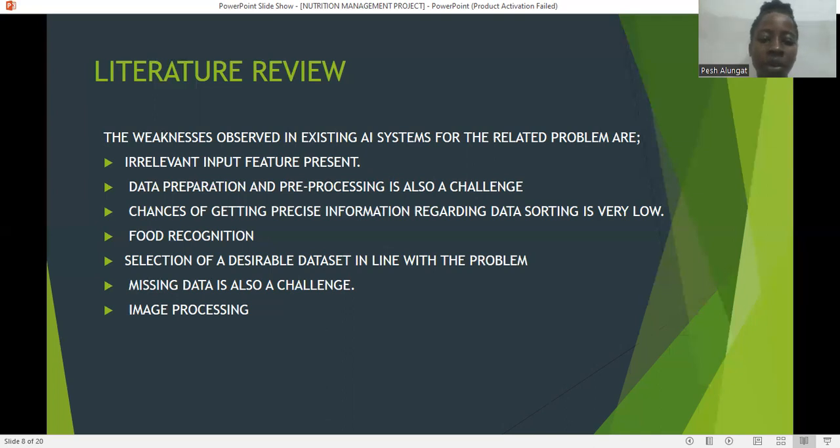Selection of a desirable data set in line with the problem. Missing data is also a challenge. Then also image processing, whereby we are still finding issues to come up with models that can process images accurately, the way a human brain can. The way you look at a cat and know that that's a cat, and a tiger, you know that's a tiger. So those are some of the challenges we are facing also.